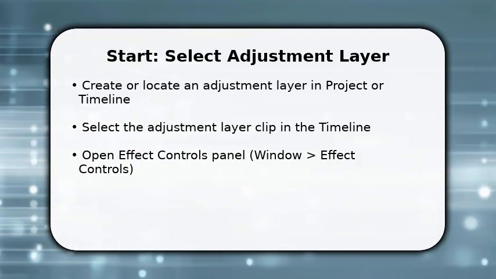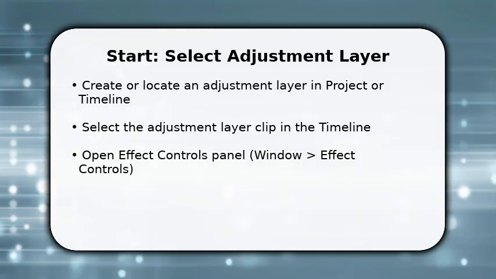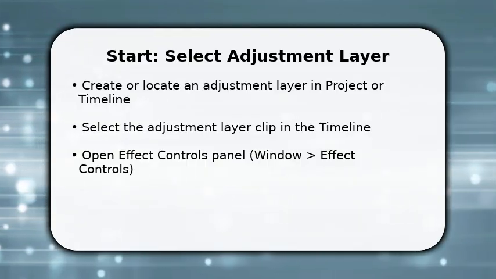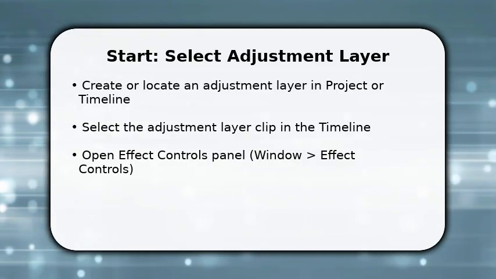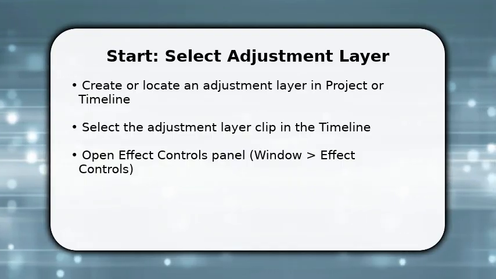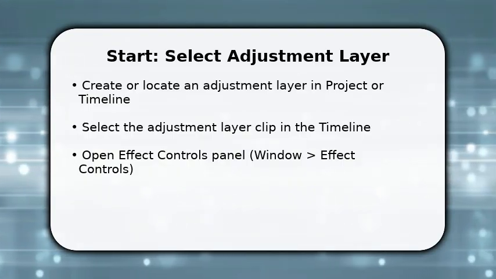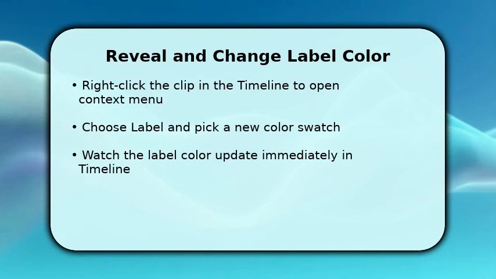Make sure the program monitor is active so visual feedback updates live. From here, you're ready to add or reveal the color label control tied to that clip. Right-click the adjustment layer clip in the timeline to open the context menu. This is faster than digging through menus.